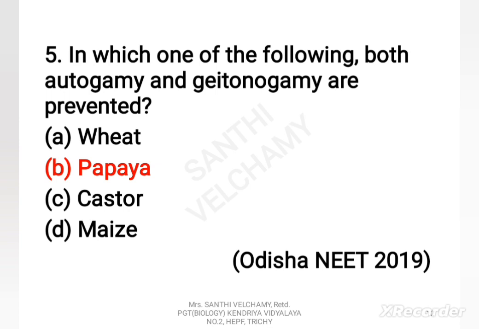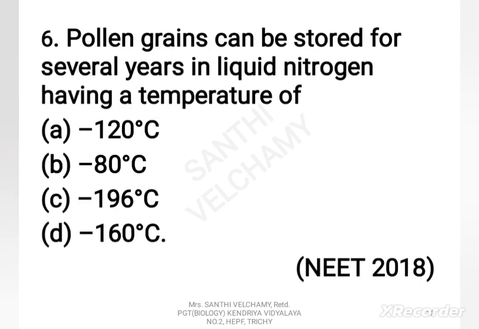Now next question. Pollen grains can be stored for several years in liquid nitrogen having a temperature of A. minus 120 degree, B. 80 degree, C. 196 degree, D. 160 degree. The correct answer is C, 196 degree. So pollen grains can be stored for several years at liquid nitrogen temperature, that is at minus 196 degree. This is also known as cryopreservation.